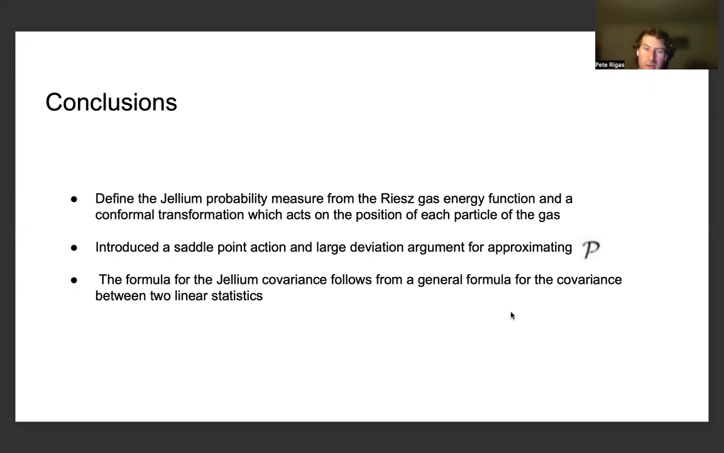And we introduced the saddle point action and the large deviation argument for approximating script p, which is the probability measure on the linear statistic. And then we provided a formula for the Jellium covariance, which follows from a general formula that they indicate can be of interest for the covariance between two linear statistics that are supported as functions over the real line.